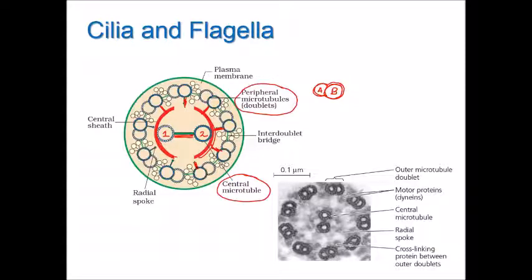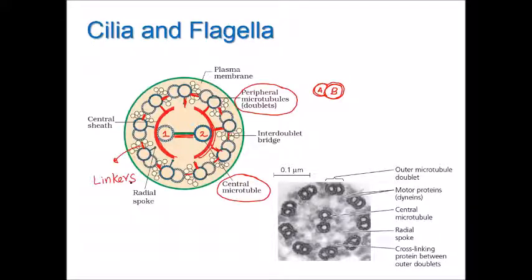Now, how are these peripheral microtubules connected? If you look carefully, you might see a green colored line here, between these peripheral microtubules. So the peripheral microtubules are also interconnected by something called a linker. Linkers are found between peripheral doublets. So peripheral doublets are interconnected by linkers.